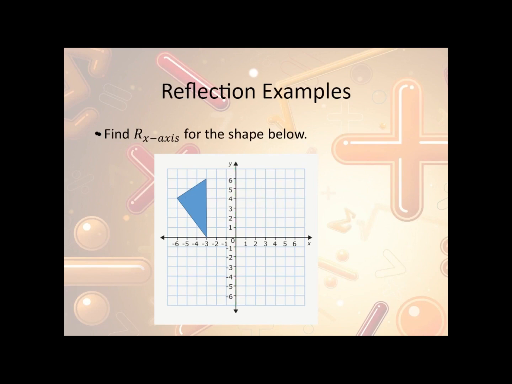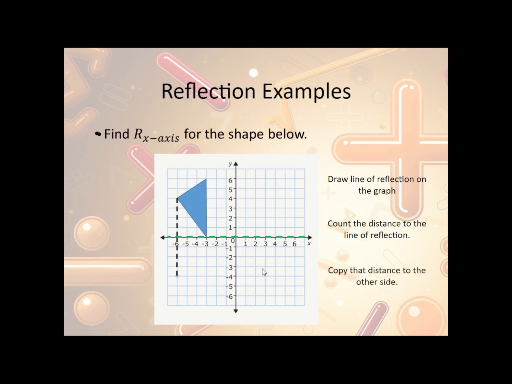Now we're reflecting over the x-axis. So here's our x-axis, so we draw it in. Then we count the distance. So here we are 1, 2, 3, 4 away. So we go 1, 2, 3, 4 away and copy that over here. Then we look at this one. This one is 0 away. So it's going to be 0 away on the other side. So we just leave the point there. Then this one is 1, 2, 3, 4, 5, 6 away. So we go 1, 2, 3, 4, 5, 6 away on this side and draw in our triangle.